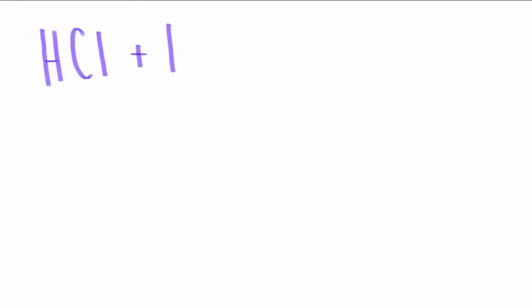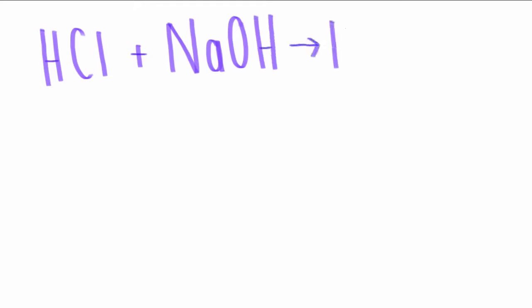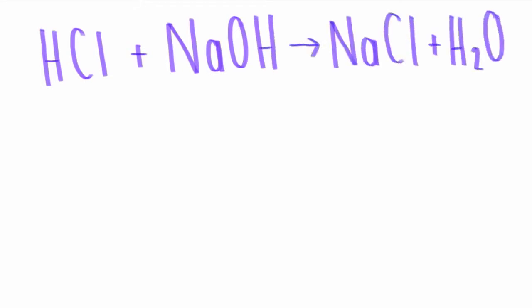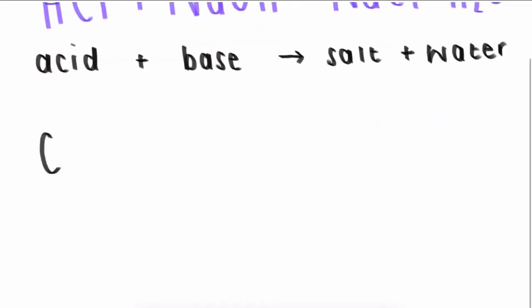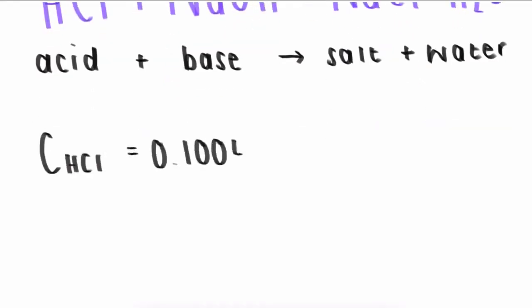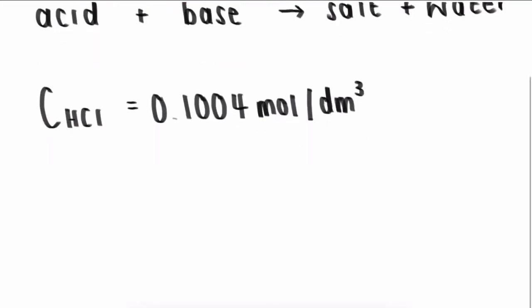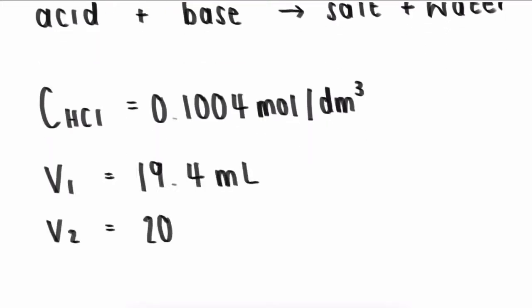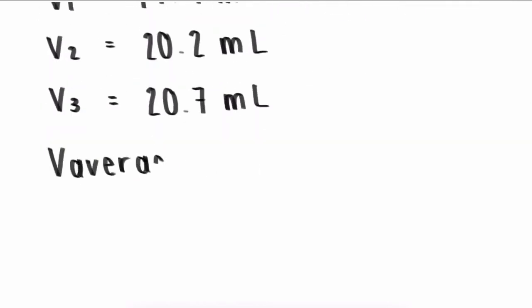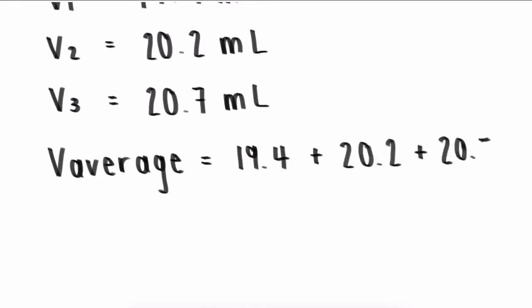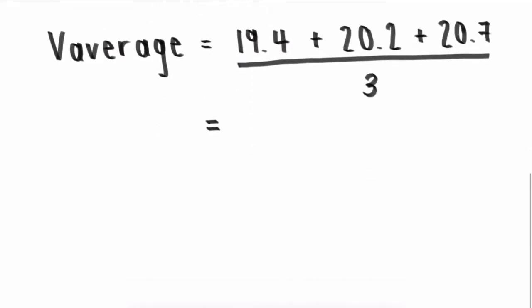The first thing to do is to write out the reaction equation. We reacted hydrochloric acid, our titrant, with sodium hydroxide, our analyte, to form sodium chloride and water. What we know is the concentration of the acid and that we used 20 ml of it. These are the 3 volumes of sodium hydroxide that we titrated, and we need to find the average by summing them and dividing this value by 3. So we know that on average 20.1 ml of sodium hydroxide reacted to reach the equivalence point.